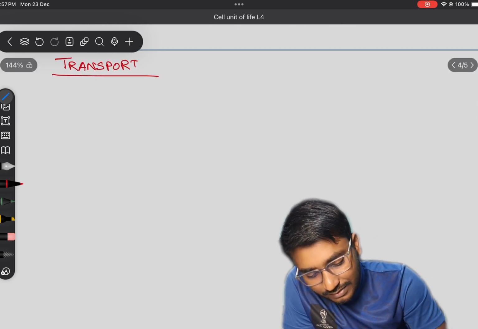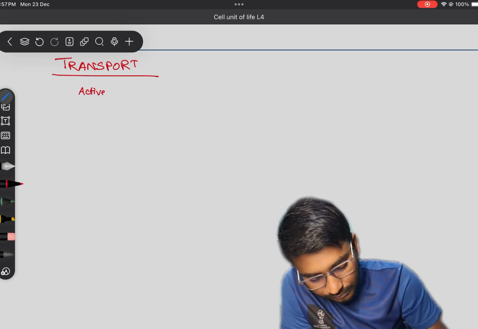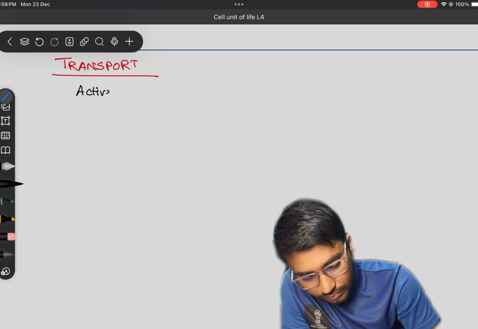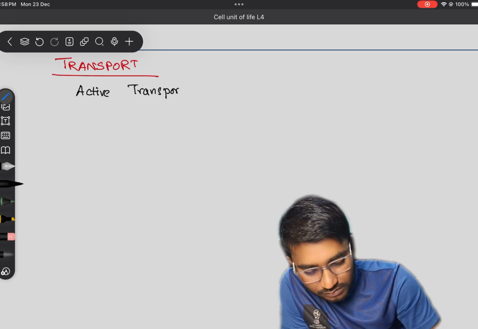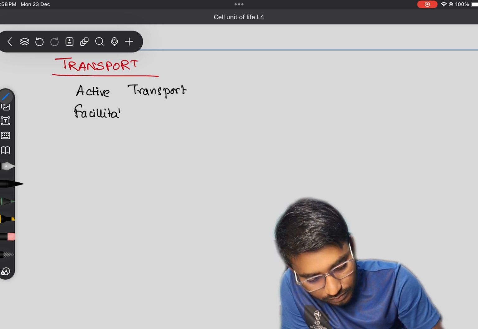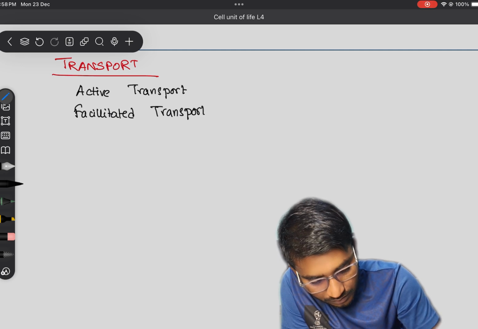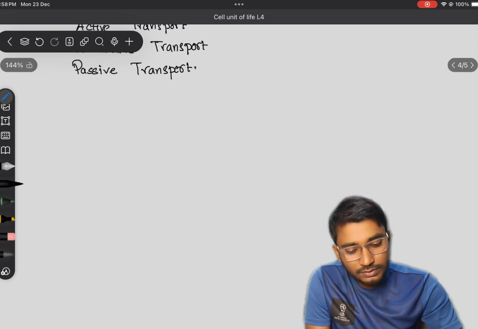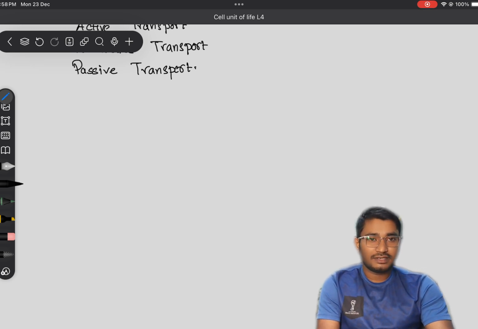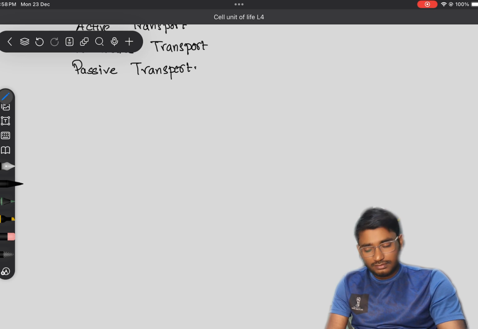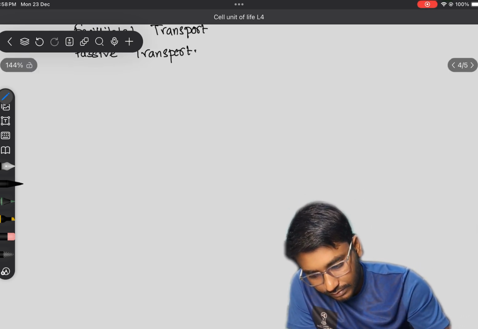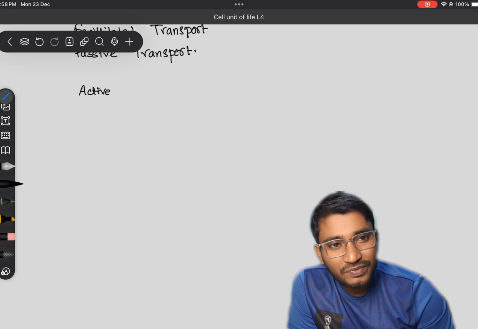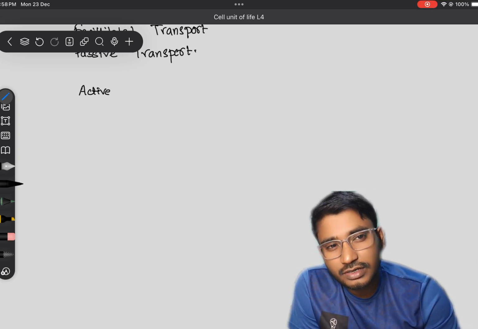Okay, transport is of 3 types: active transport, facilitated transport, and passive transport. In case of active transport, just write the points. No need to draw the pictures. It will not come. Just the basics. You have to know the basics of everything, but not the drawing.